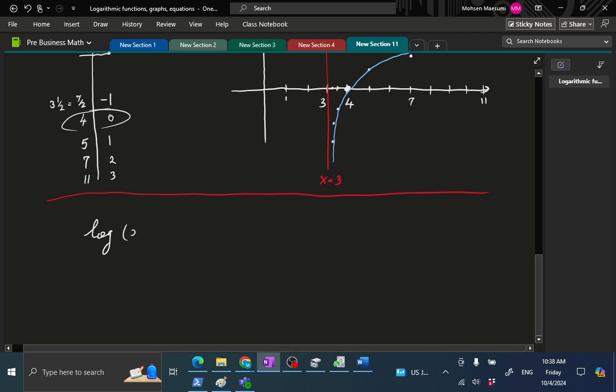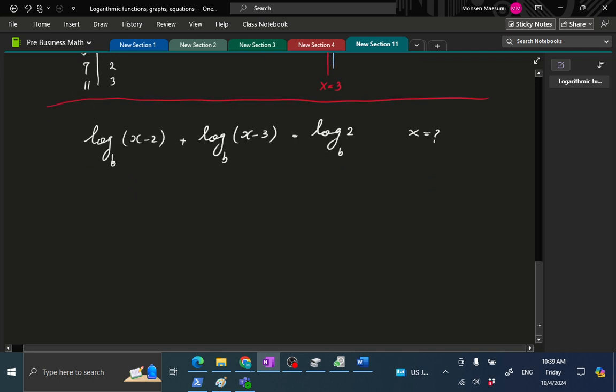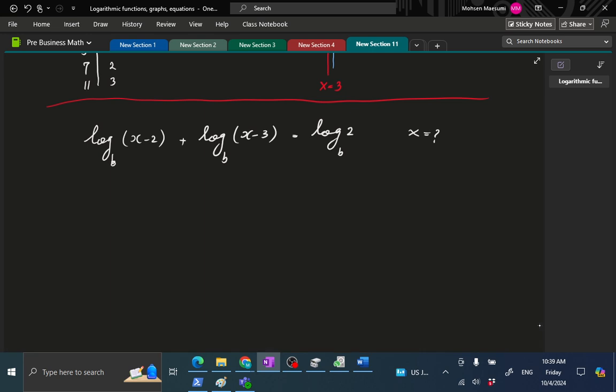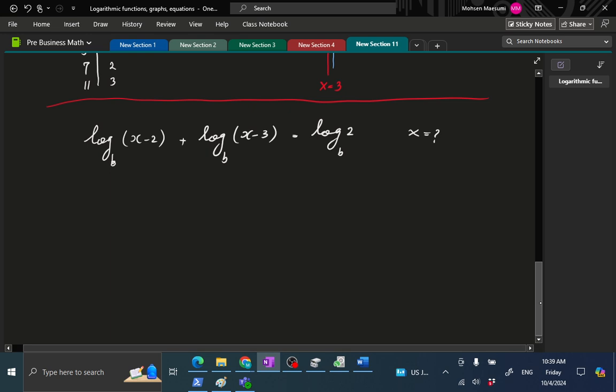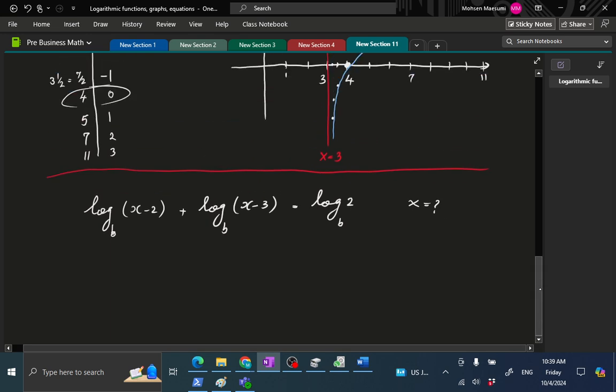I have logarithm of x minus 2 in base 2, or in any base, it doesn't matter what base we have, plus logarithm of x minus 3 in the same base is equal to the logarithm of 2 in that same base. What we want to find here is what is x. b could be any number that's acceptable as a base. So what do we do in this case? We apply rules of logarithm to collect it in terms of a single log on both sides, and then the problem will be straightforward after that.